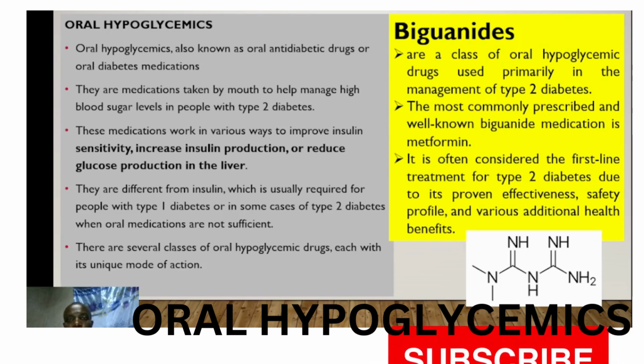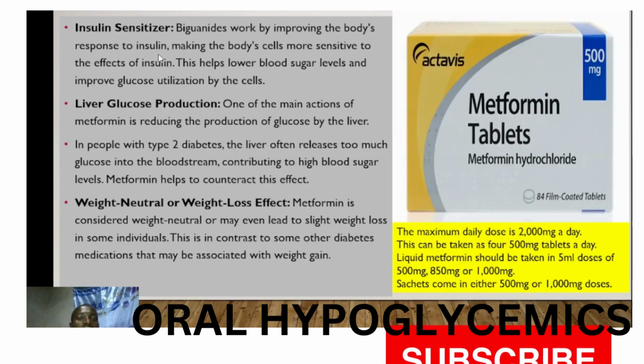These are a class that are used primarily to manage type 2 diabetes. The most commonly prescribed and well-known one is metformin. Who doesn't know metformin, guys? This is the most common biguanide. It's often considered the first line treatment for type 2 diabetes due to its proven effectiveness, safety profile, and additional health benefits. Biguanides work by improving the body's response to insulin, making the body cells more sensitive to the effects of insulin, and this helps lower blood glucose level and improve glucose utilization by the cells.